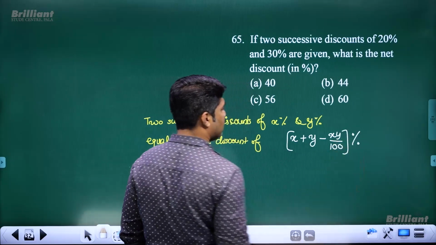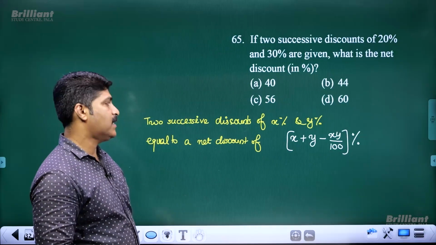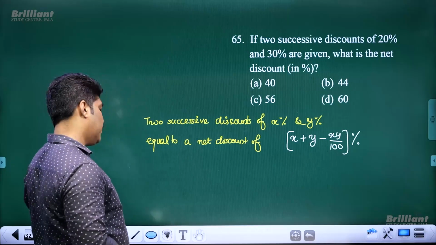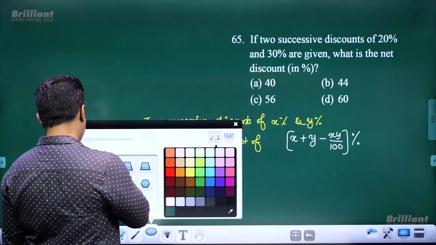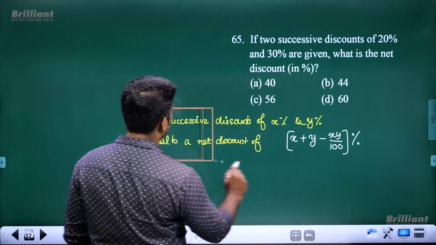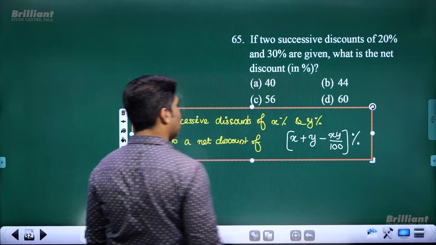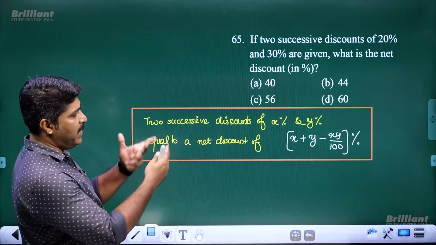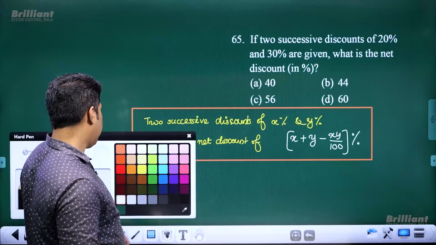So this is the net discount percent: x plus y minus x into y by 100%. It's a very important result. Understand it, it's a very important result. Apply this result directly for finding the answer. So how can we find it?